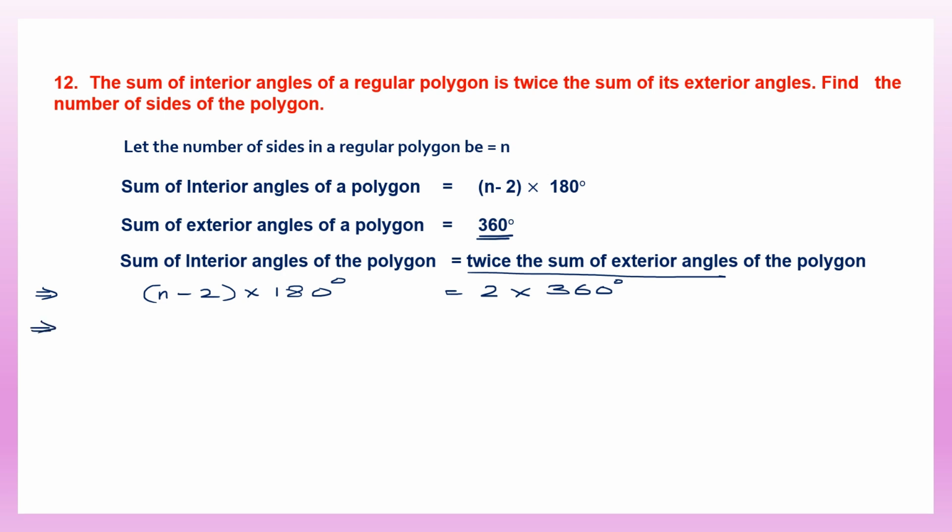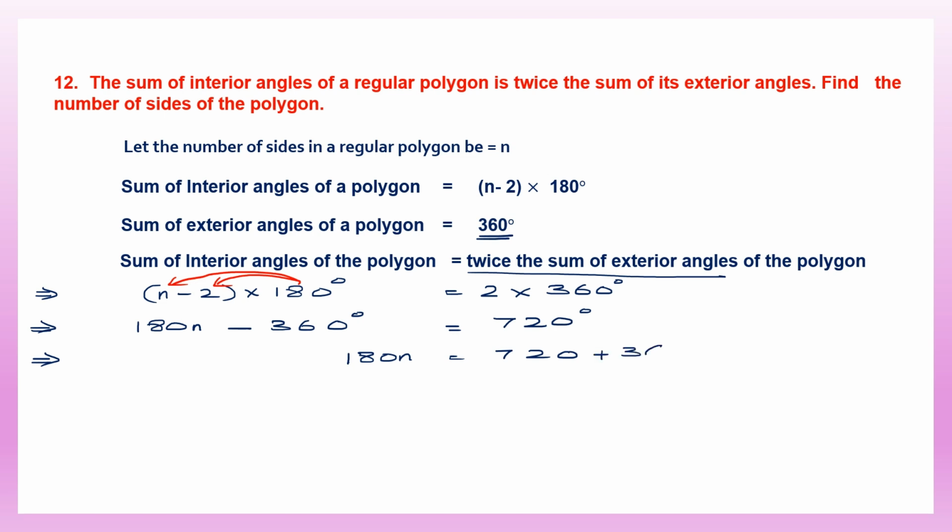So now let's simplify this. To simplify, we are going to multiply 180 by n and then 180 by 2. So this will become 180n minus 360 degrees. So this is equal to 720 degrees. So now we are going to find the value of n because we are asked to find the number of sides. So let's say 180n is equal to 720 plus 360. So 180n is how much? That is 1080.